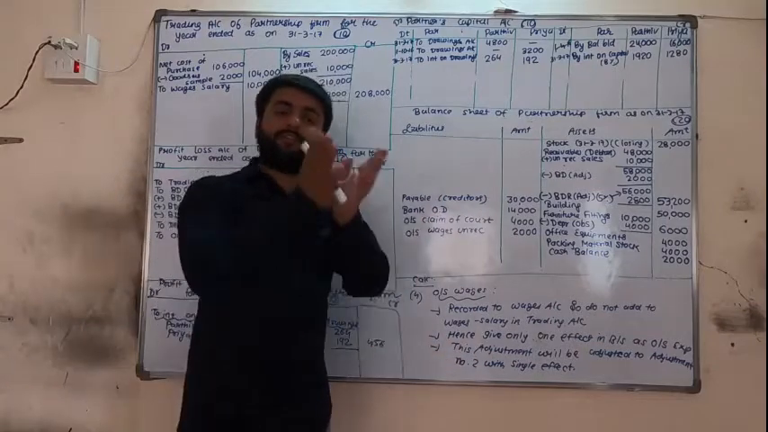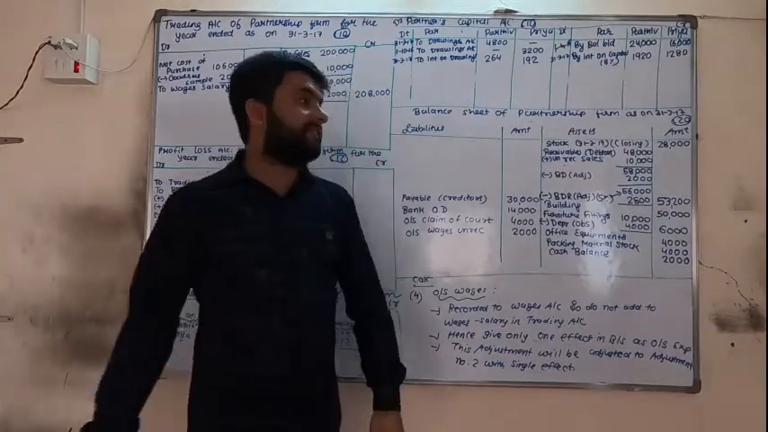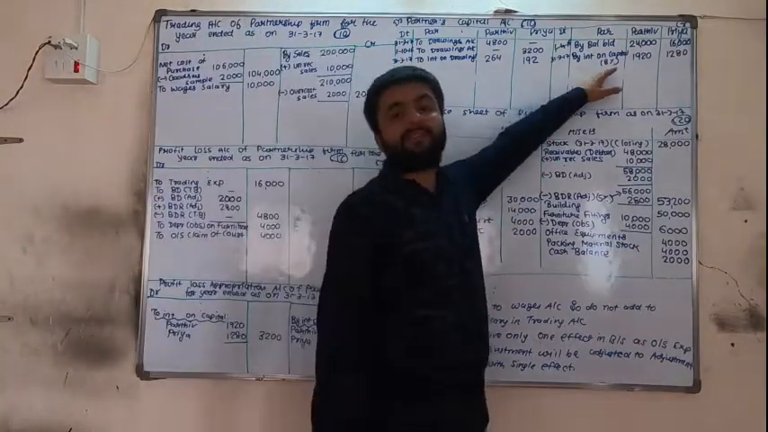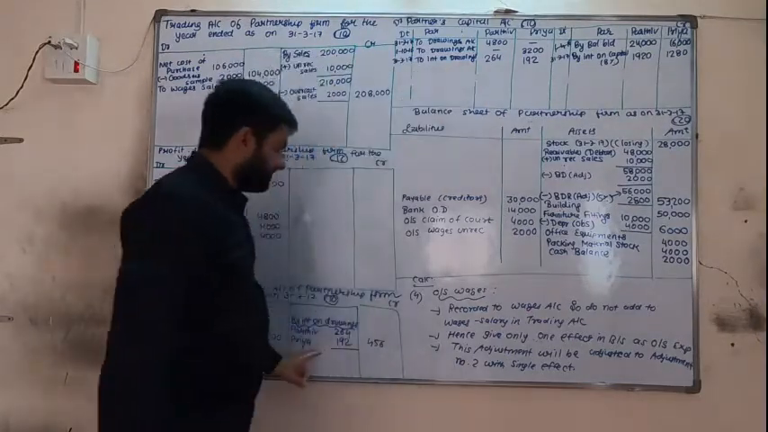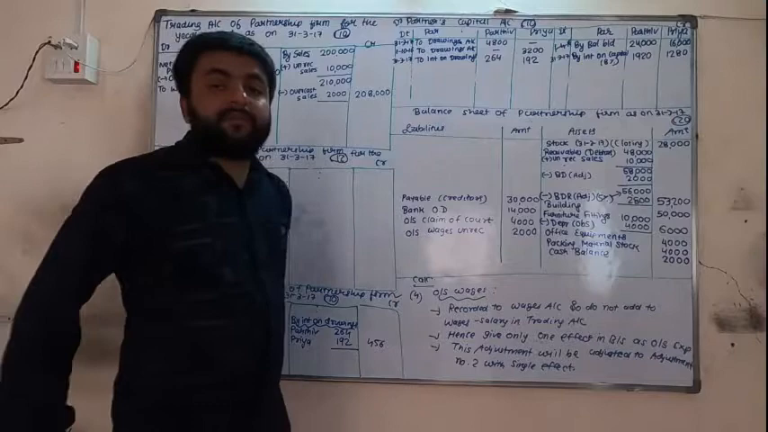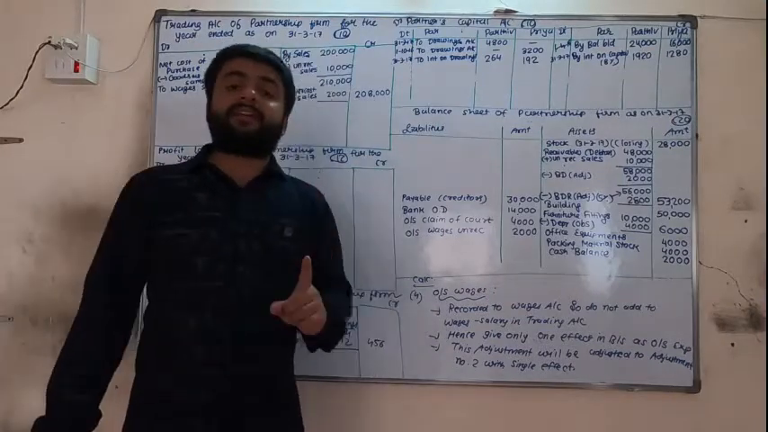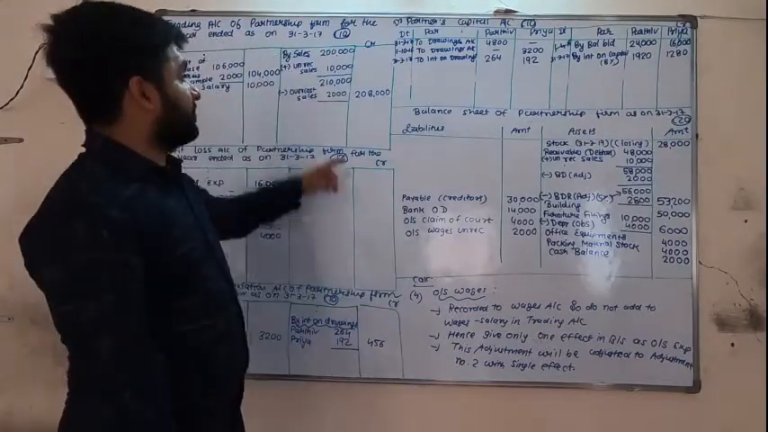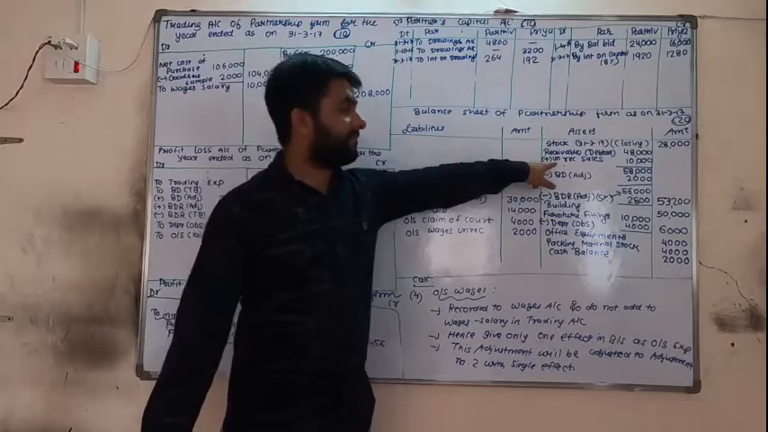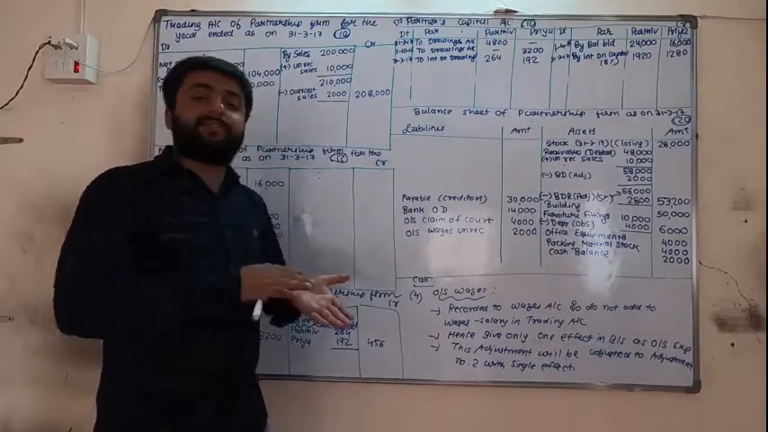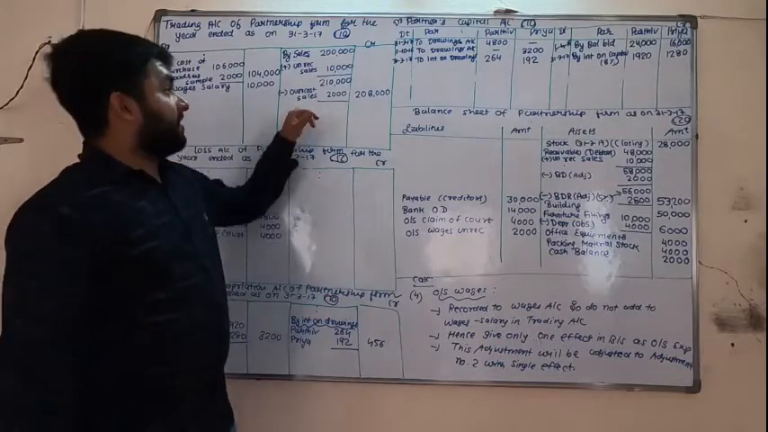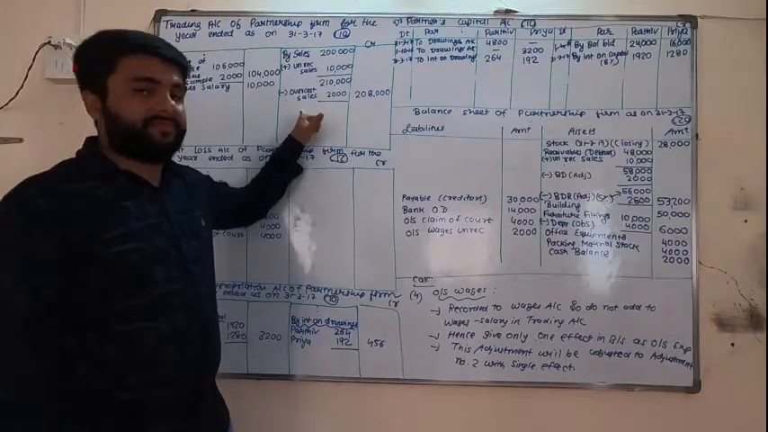So I will repeat all the adjustments once more rapidly. Interest on capital. Capital is credit, so here it is debit. Drawings are debited, so here it is credited. So this was the first adjustment. Then the second adjustment: unrecorded sales. Sales plus, debtors plus. Then overcast sales, only one effect.